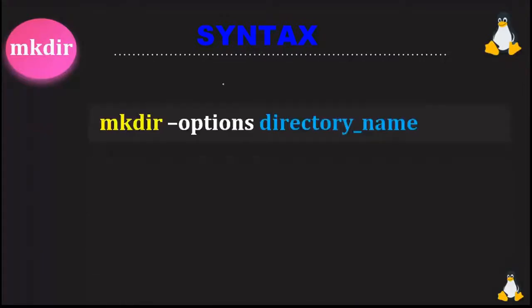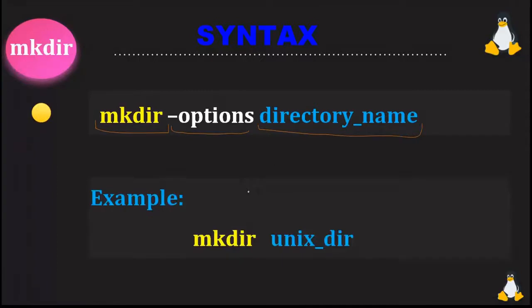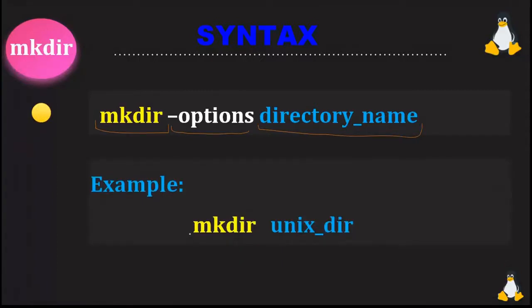Then let's understand the syntax of this command. First, we write the name of the command, that is mkdir. With space, we write the options that are available for the mkdir command, and with space, then we write the name of the directory. Now let's understand it with the help of an example. This is a small example where I have used the command mkdir with space, and I have named the directory unix_dir.